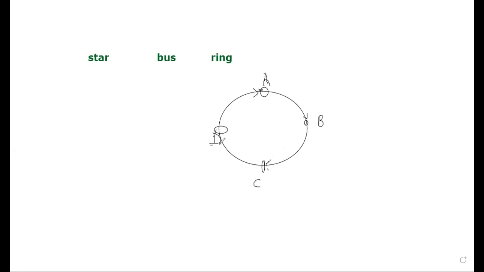Then if you see, adding a node and removing a node is difficult in case of ring, because you'll have to disconnect all this particular connection and then make a new connection. Ring topology is cheaper and every node gets a chance. Again the disadvantage is if one computer fails, the whole system will fail.